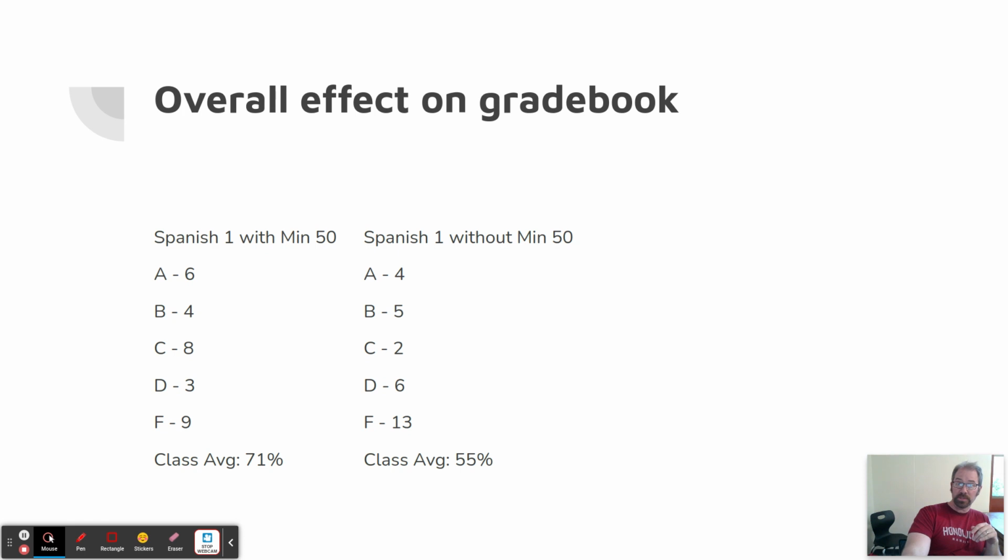And then I have a Spanish 2 class, which is right here. You can see that the biggest change is that those C's drop down to D's and F's. That's the biggest thing.